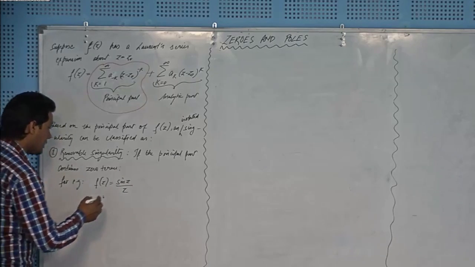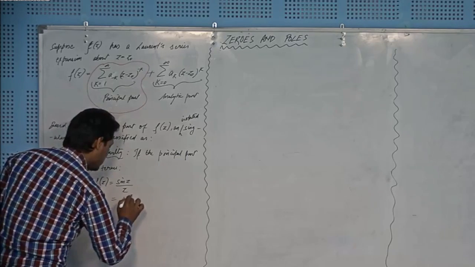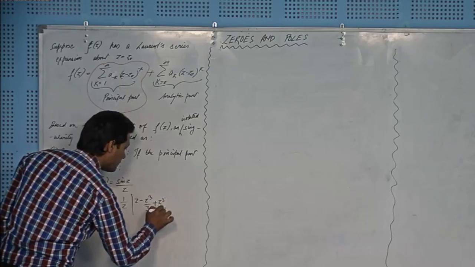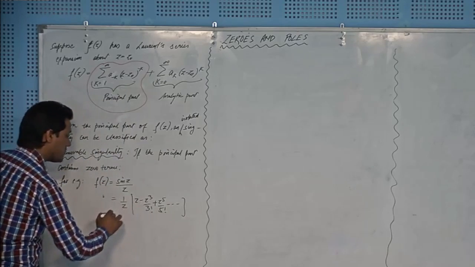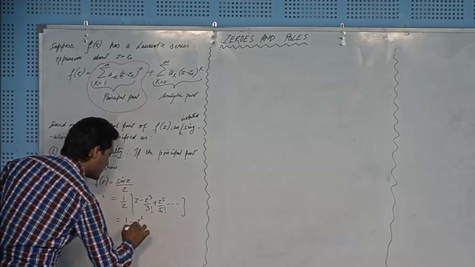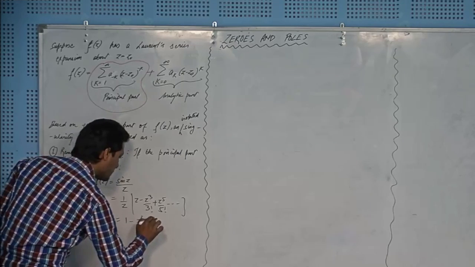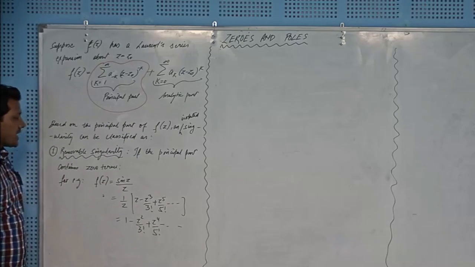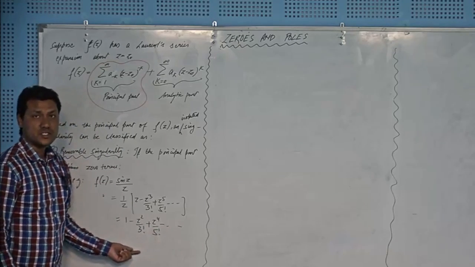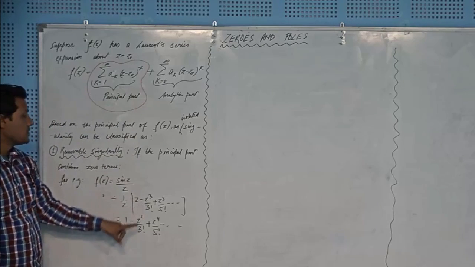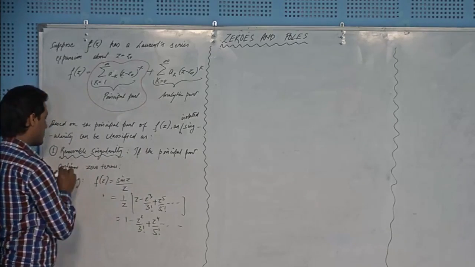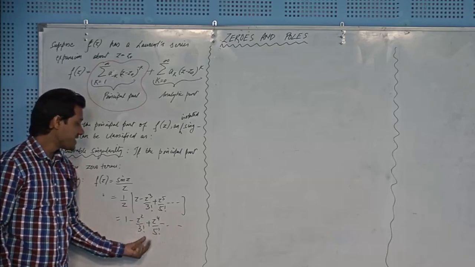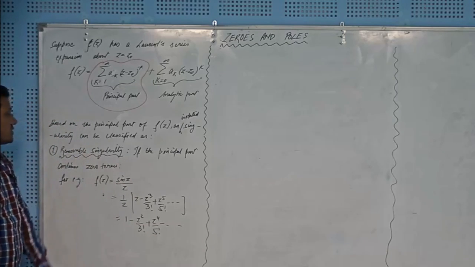So I will expand this. On expanding, I will get z minus z cube by 3 factorial plus z to the power 5 by 5 factorial and so on. Then taking this 1 by z inside, I will get 1 minus z square over 3 factorial plus z to the power 4 over 5 factorial and so on. So you can see that there are no negative powers of z. It indicates that the principal part is completely 0, as we have written here. The principal part contains 0 terms. It indicates that z equal to 0 is a removable singularity, right?